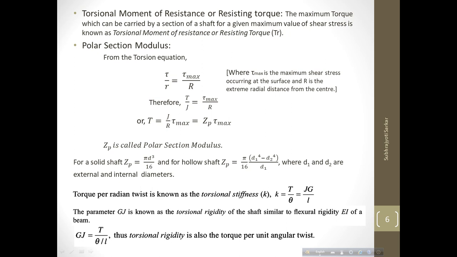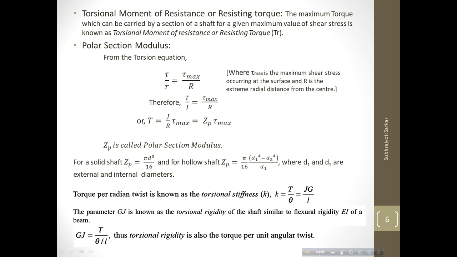So, here also, if you go to the torsion equation, T by J equals tau max by R for the maximum shear stress. This J by R, where R is the maximum radius, this ratio is called the polar section modulus. Similarly, the value for a solid shaft is pi d cube by 16, and for a hollow shaft it is pi by 16 into d1 to the power 4 minus d2 to the power 4 by d1, or capital D to the power 4 minus small d to the power 4 by capital D, where d1 or capital D are the external diameters and d2 or small d are the internal diameters.